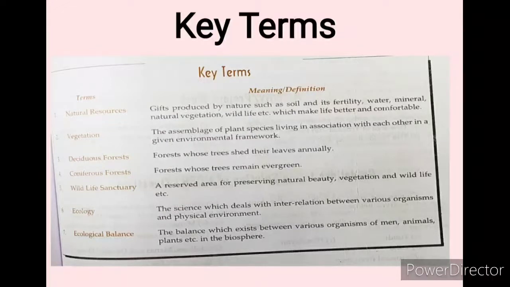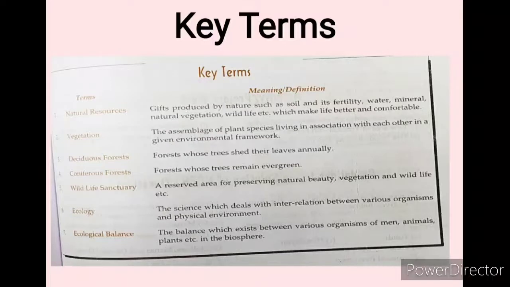Next one, vegetation: the assemblage of plant species living in association with each other in a given environmental framework. Deciduous forest: forest whose trees shed their leaves annually. Coniferous forest: forest whose trees remain evergreen. Wildlife sanctuary: a reserve area for preserving natural beauty, vegetation, and wildlife.